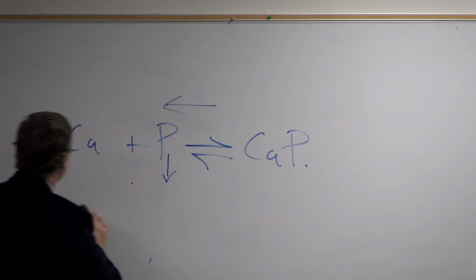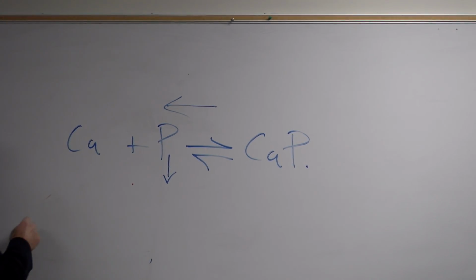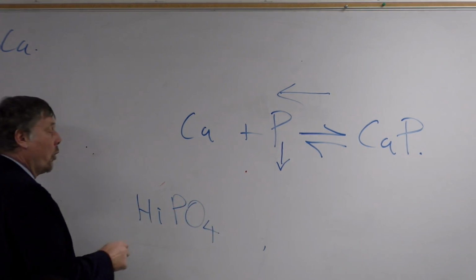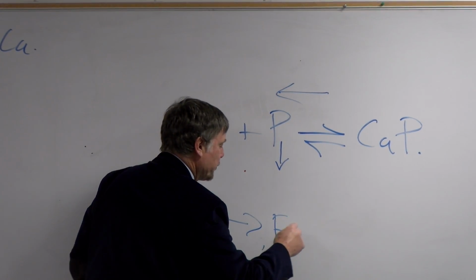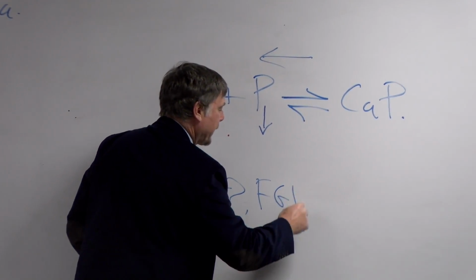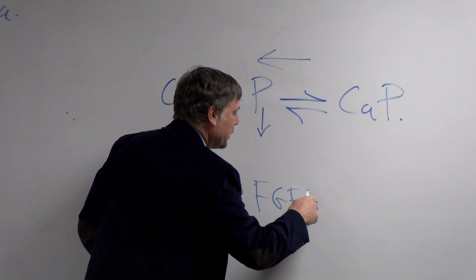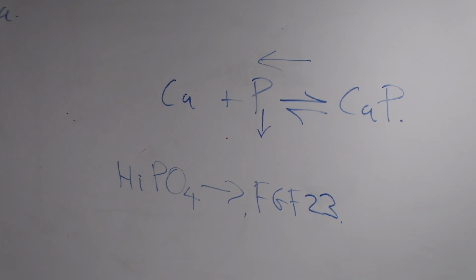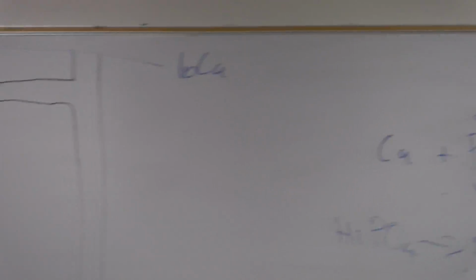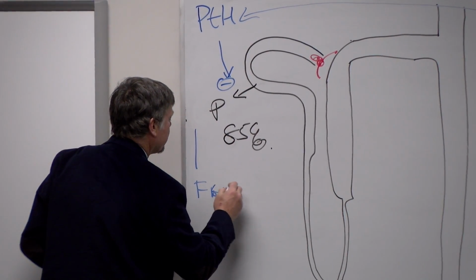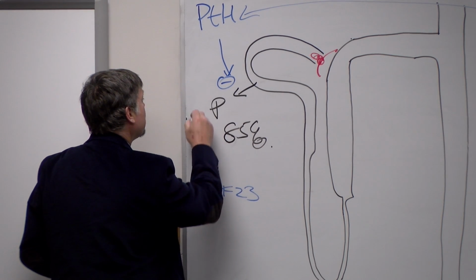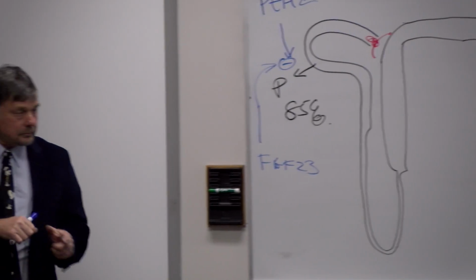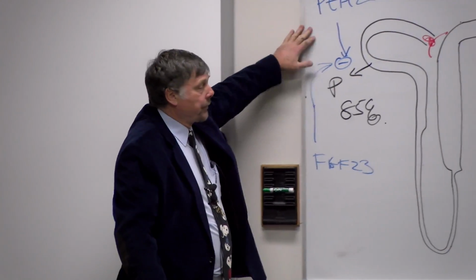There is also another effect. High phosphate also stimulates a substance called FGF, fibroblast growth factor 23. And I don't think this is in Costanzo yet, but it's in a lot of other books. FGF23 also inhibits phosphate reabsorption and interferes with the system here.